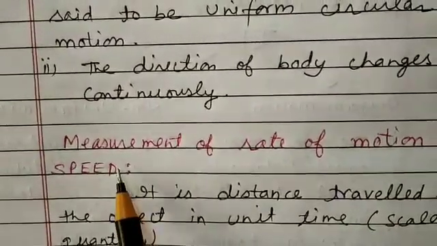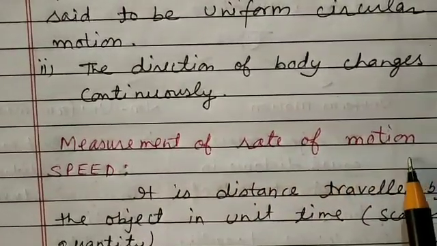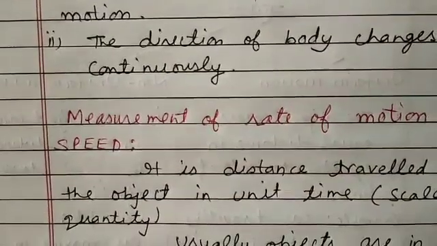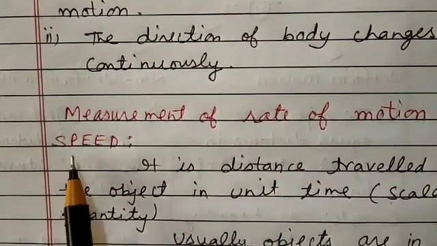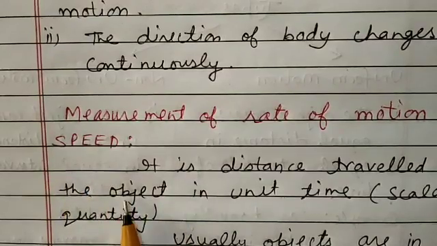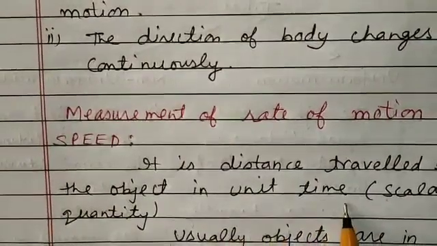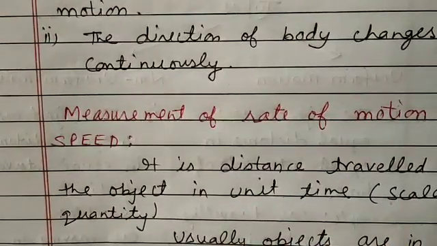Next one is measurement of rate of motion. So we have different types of terminology. One by one we shall discuss the terms used frequently in the chapter motion. Speed. Speed is the distance traveled by the object in unit time. Again, this is a scalar quantity because it depends only on the magnitude, not on the direction.